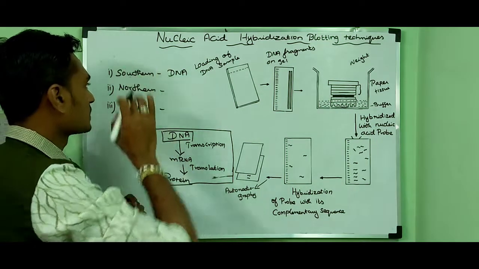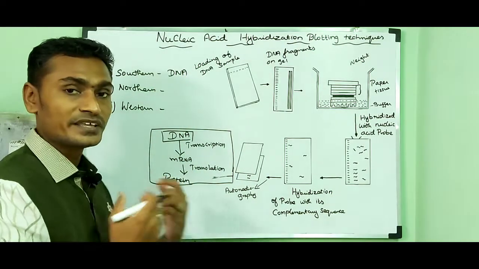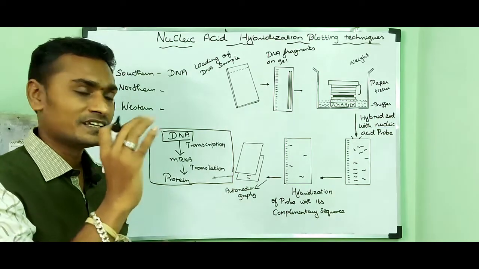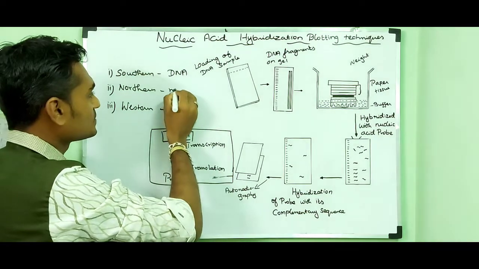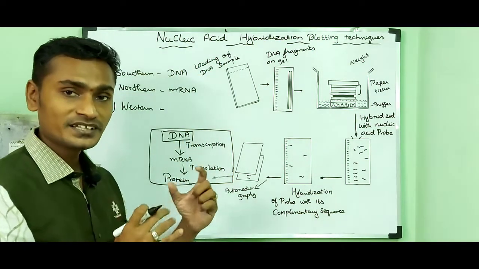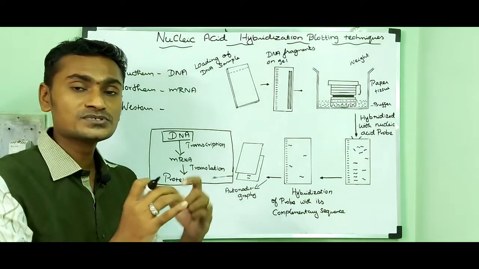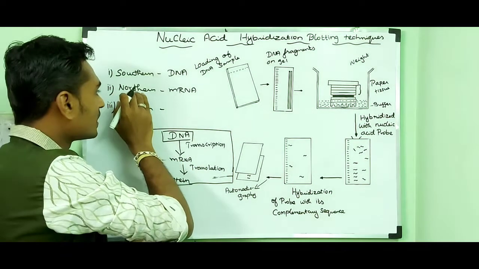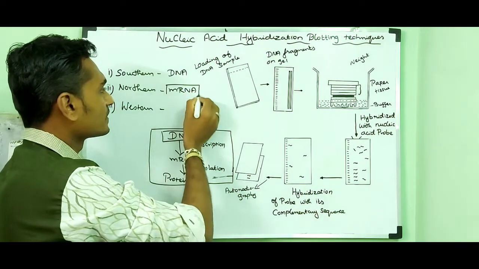The next type, northern blotting. The DNA has to express during gene expression as mRNA in order to produce a protein. So with the help of northern blotting, we are able to blot mRNA.